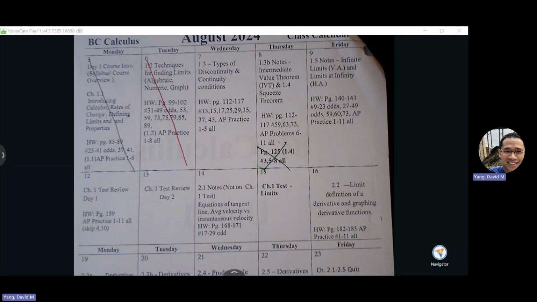Alright, let's continue with our notes. Page 29.